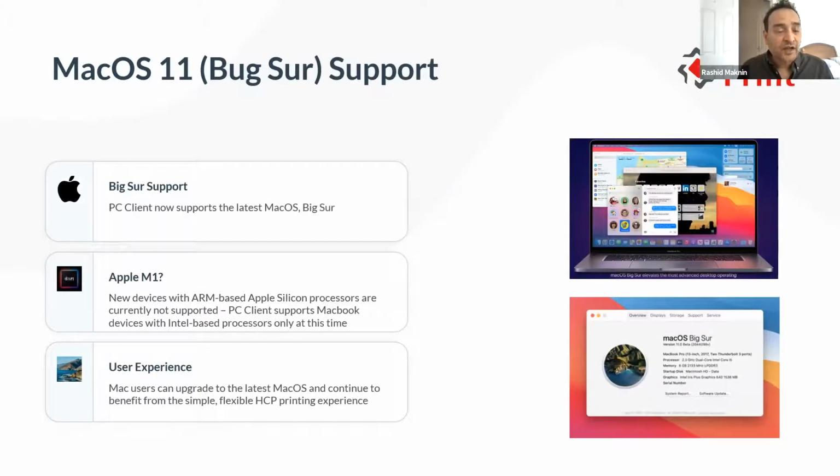Other areas on the PC client: Apple made their Big Sur release, macOS 11, so the PC client's been updated to support that. One thing to note is currently the ARM-based Apple M1 processors are not supported. This is something that we have in an upcoming version. This will come pretty soon, but in the very near term, it's only the Intel-based macOS 11 devices that are currently supported. So I think most customers that we're going to upgrade have upgraded, but just to note that we've continued to keep up to date with the macOS versions.